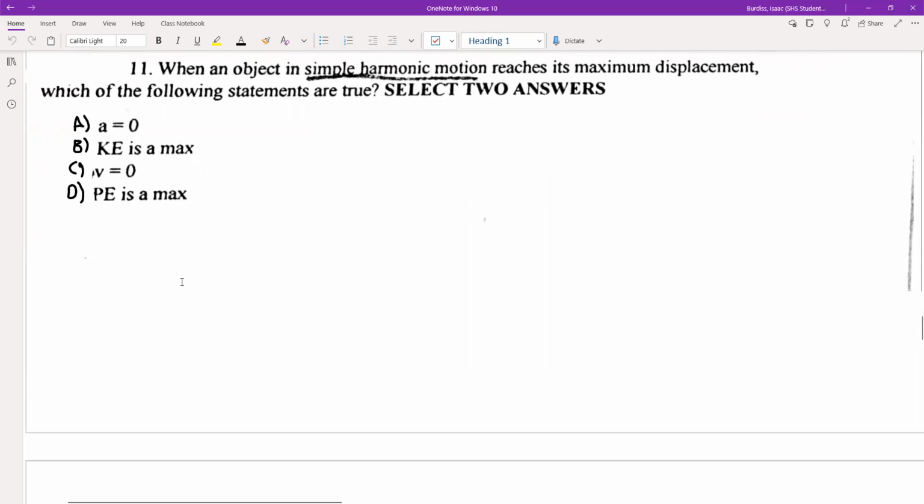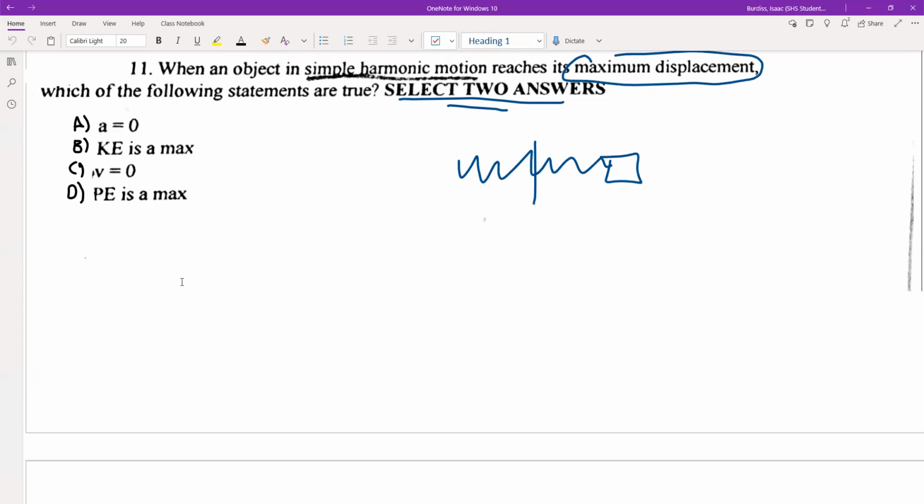Okay, now we're selecting 2 answers. One's like this. Always make sure you see that it says that. Okay, what is true when it reaches its maximum displacement? So it might be helpful to draw a picture. Well, this is just a spring, for example. Let's say this is equilibrium, and where it is its max displacement.